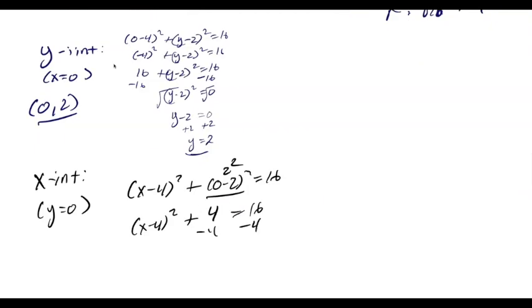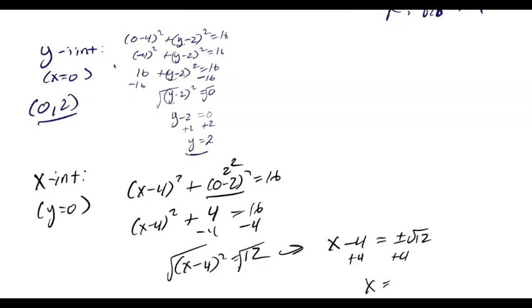Minus 4, minus 4. X minus 4 squared equals 12. Square root it. In this case, we're going to get plus and minus. It's plus and minus square root of 12. Then add 4. You get x equals 4 plus and minus square root of 12. So those are my x-intercepts.